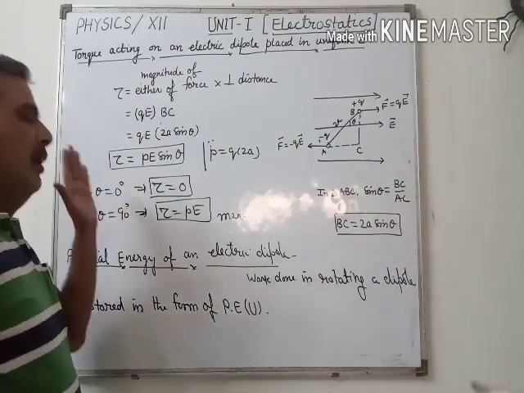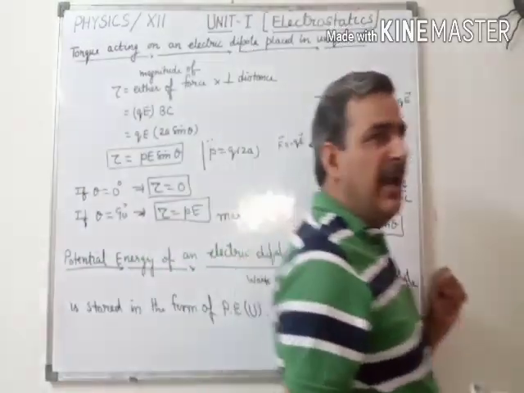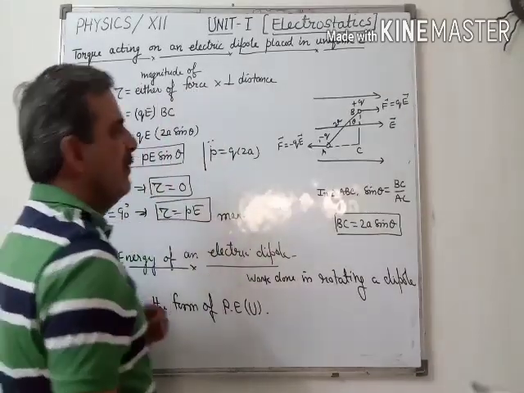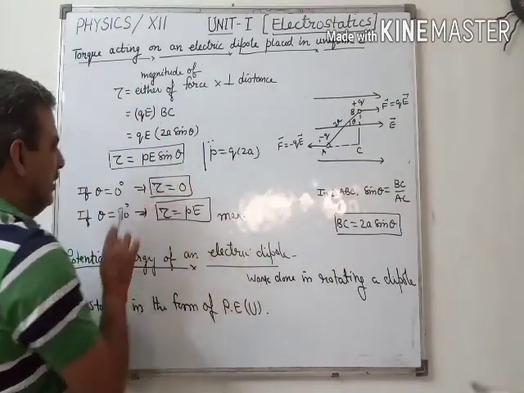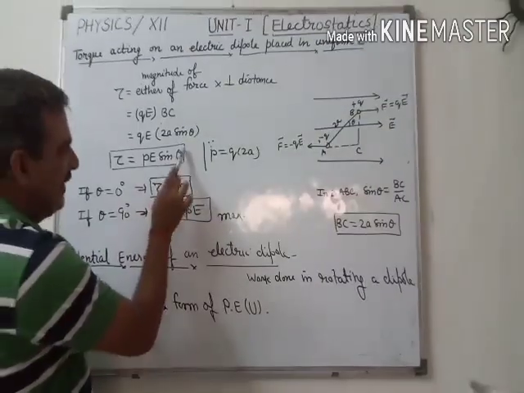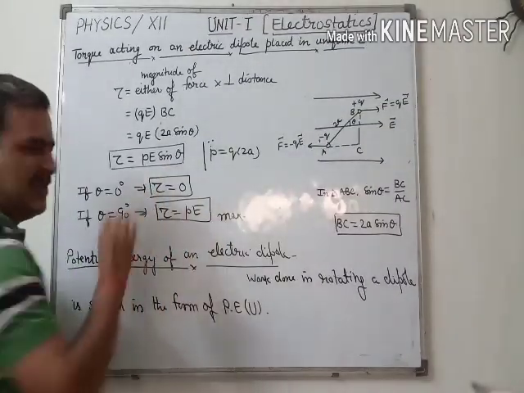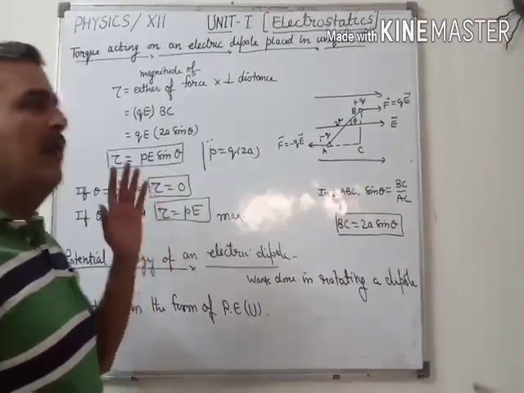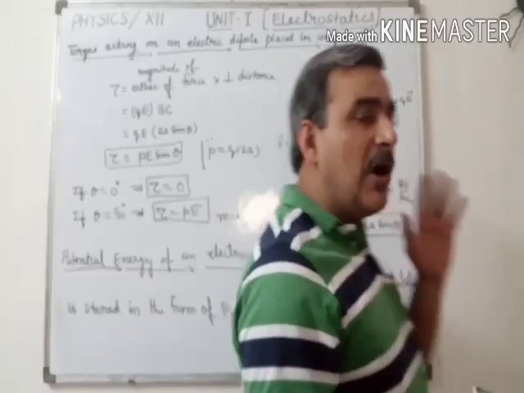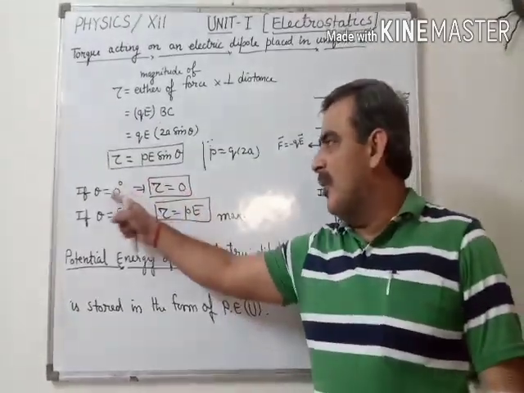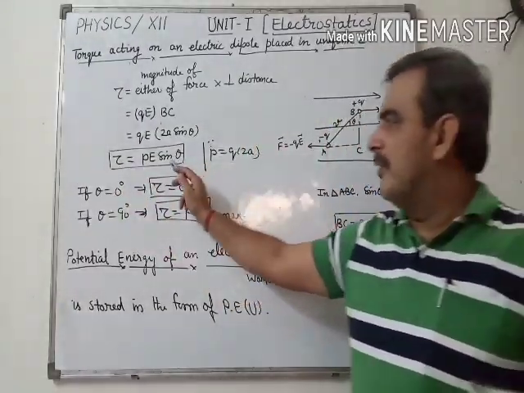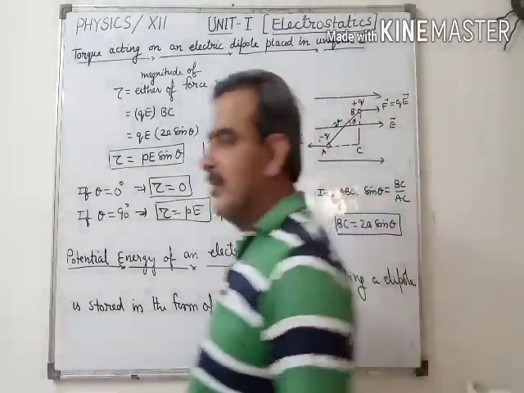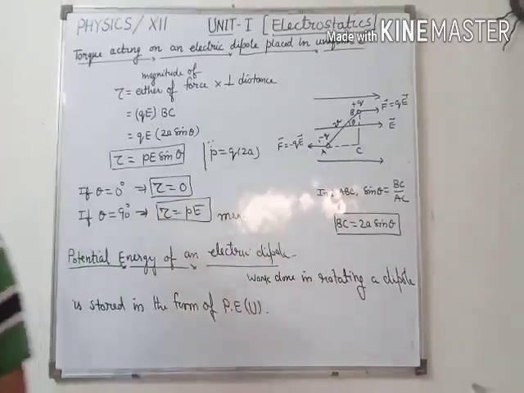Okay. Now when will this torque be maximum and when will it be minimum? This torque is maximum when the angle between p and E is 90 degrees. If you place 90 here, you have tau equals pE, which is the maximum value of the torque. In the same manner, for zero torque, in what condition will the dipole not experience any torque? That is possible only when theta is 0. If you place sin 0 here, you have torque as 0.